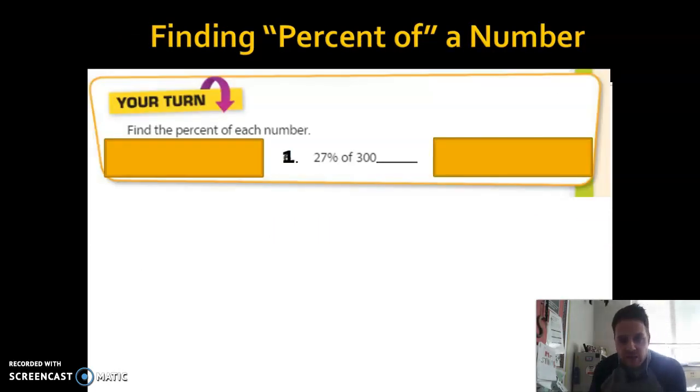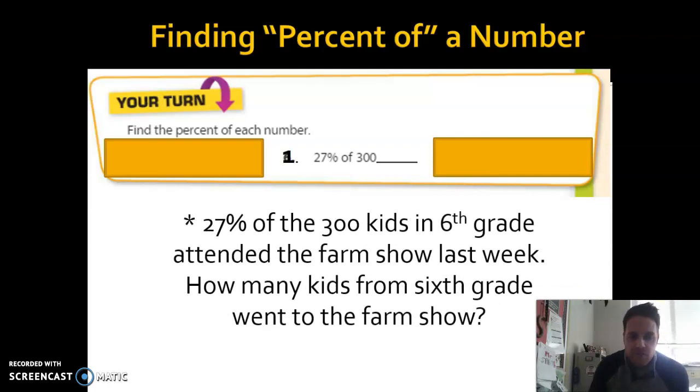All right, let's take a look at an example. Find the percent of each number: 27% of 300. Here's the one we just looked at. 27% of the 300 kids in 6th grade attended the farm show. How many kids from 6th grade went to the farm show? Now, we can't say 27 kids because it's not 27 out of 100. If this said 100, yeah, 27% of the 100 kids would be 27 over 100, or 27, but it's not.